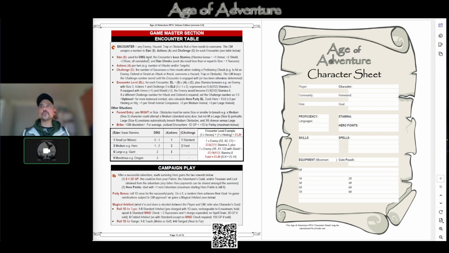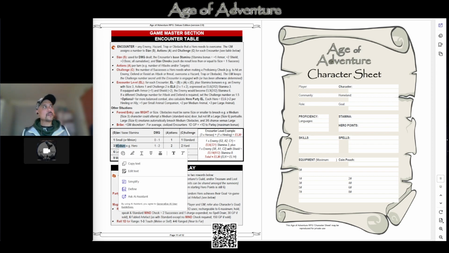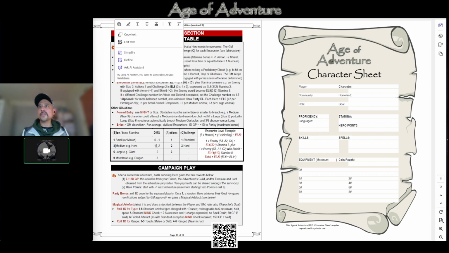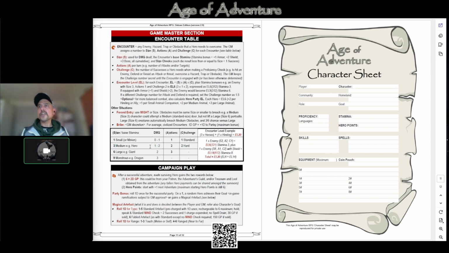The size, which is also used for damage, determines the encounter's base stamina, and you can get some bonuses. So here on the table, size, which is base stamina, you can see here a medium target, say an ogre. We'll say an ogre. A medium-sized ogre, the same size as a hero. They would have a stamina of 3, and they would do 1 to 2 points of natural damage if they were using their claws or their fist.